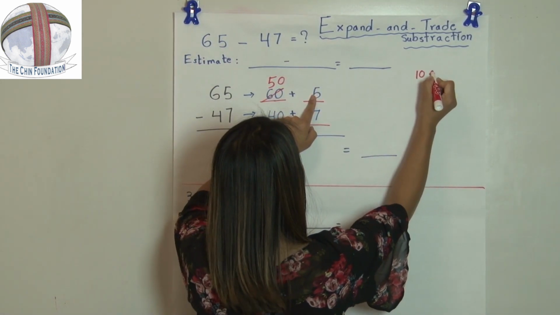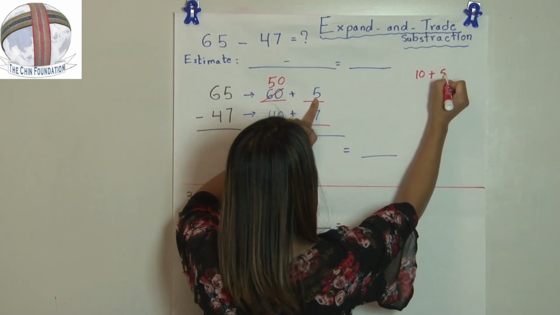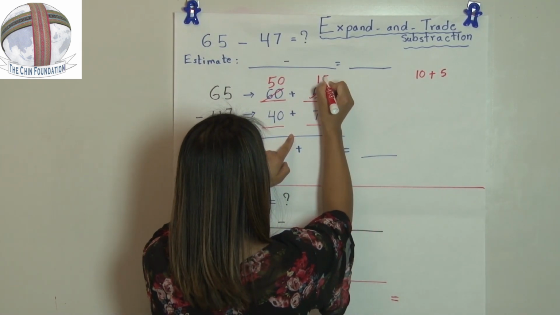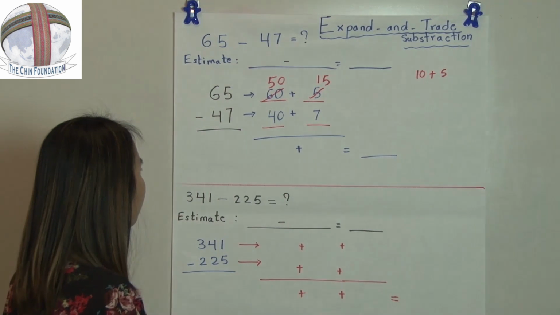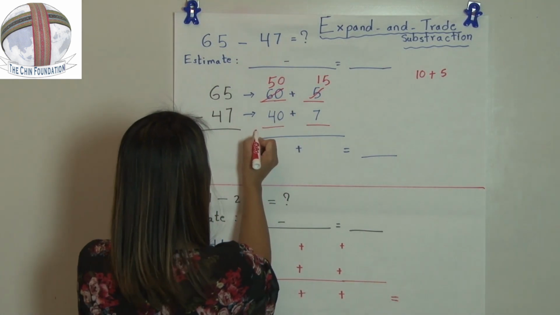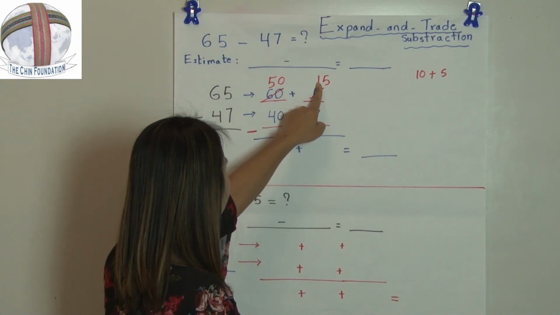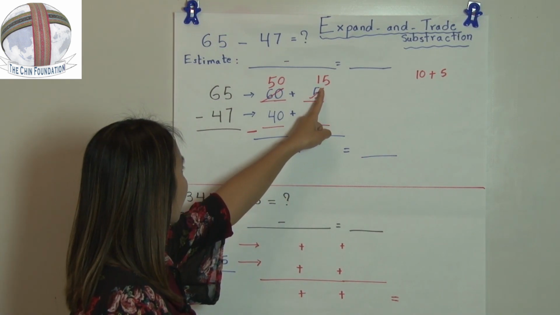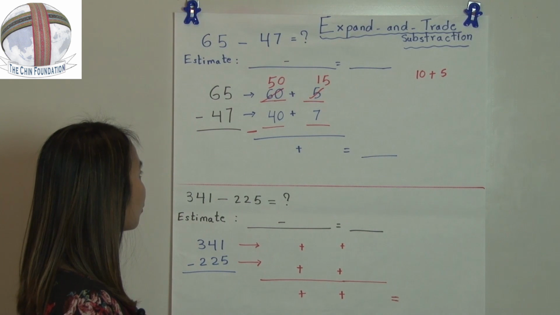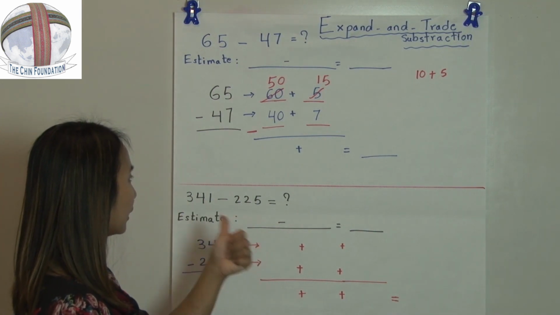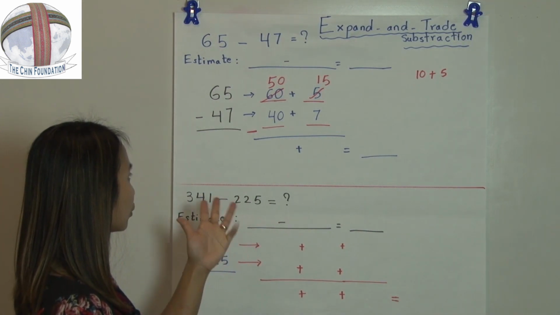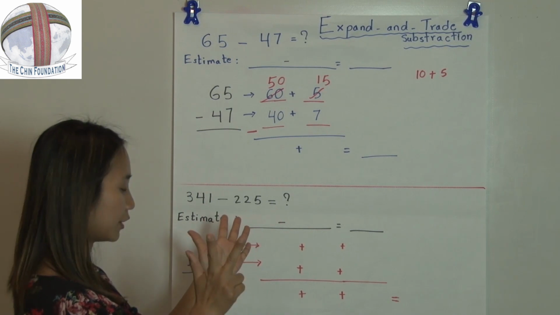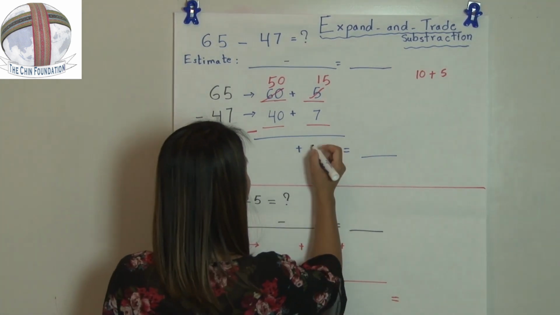10 plus 5 is 15, let's see. 15 take away 7. So 7, 8, 9, 10, 11, 12, 13, 14, 15. So it is 8.